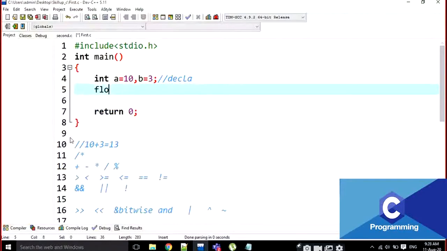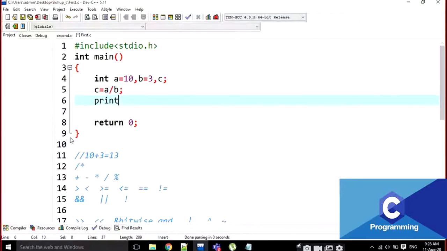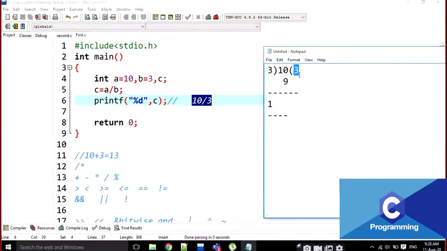For example, I am going to take like this. C is A by B. I am going to print here percentage D. C is the integer value, that's why I am taking it like this. What happens here? 10 by 3. 10 by 3, right? If both are integers, it will work like this every time. It returns only the coefficient value. Coefficient value only returns every time.